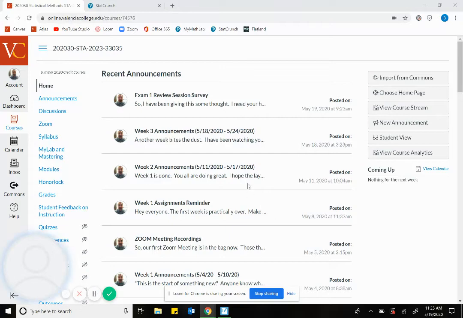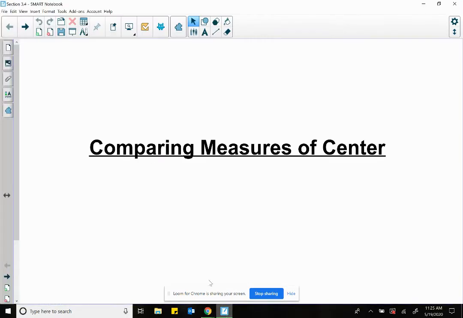Hello, hello. So let's go ahead and talk about section 3.4. Section 3.4 is all about comparing measures of center. So this is really going to focus on, should we look at the mean and standard deviation, or should we look at the median and the interquartile range?